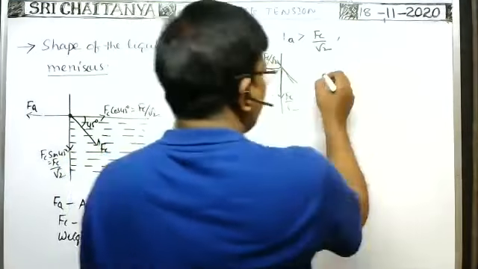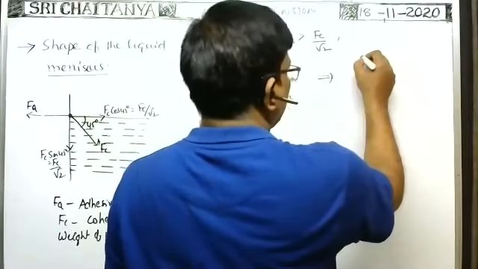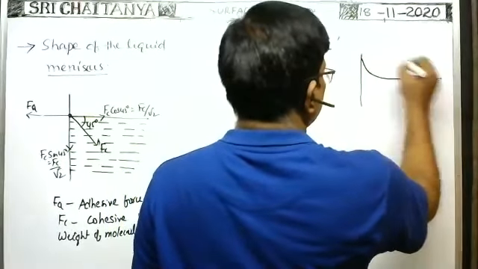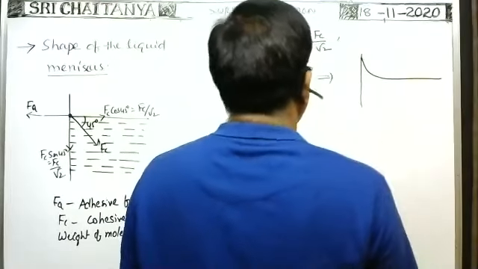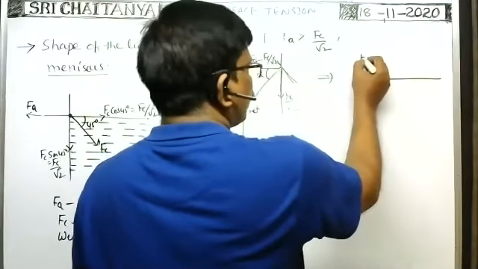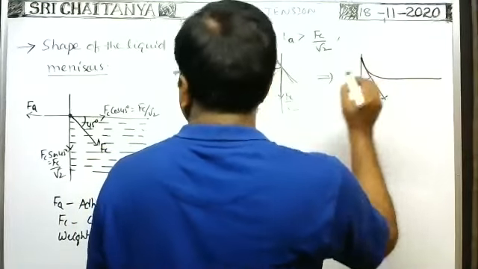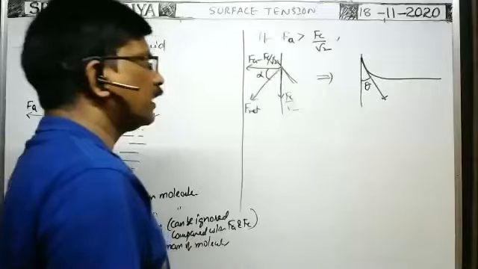Okay, therefore in this case, because of this reason, the surface of the liquid is like this. Surface of liquid is like this. So the angle of contact here is like this. This is the angle of contact.